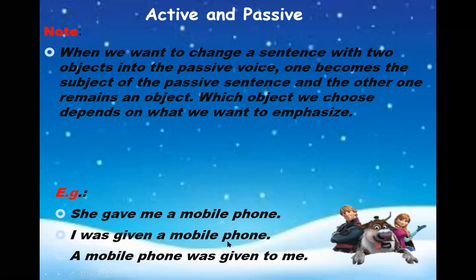If I want to start with a mobile phone, if the question says start with a mobile phone in the rewrite, for example, you will write: a mobile phone was, the suitable form of the verb here is was, and the past participle of gave is given, to me. A mobile phone was given to me.